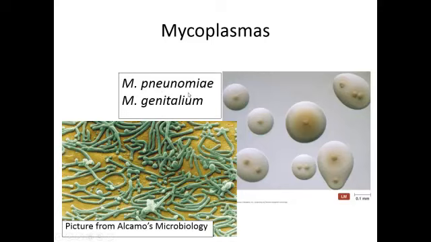Mycoplasma pneumoniae is the most common cause of atypical pneumonia, or what we commonly call walking pneumonia, where you feel like you got pneumonia, but you don't feel so bad that you stay flat on your back in bed. And then there's M. genitalium, which causes urinary tract infections. So I can't think of any mycoplasmas that benefit humanity.